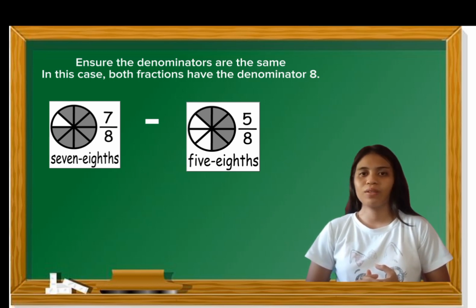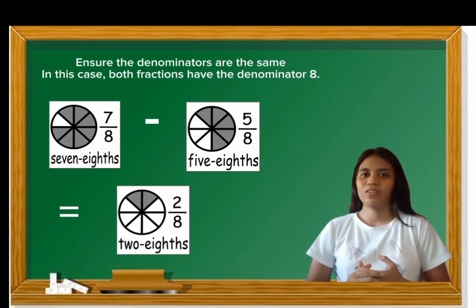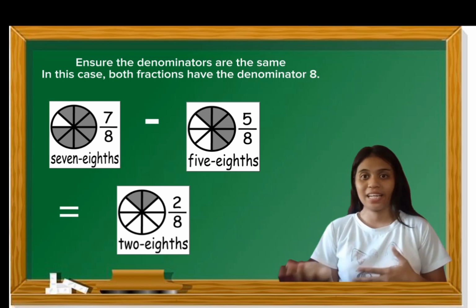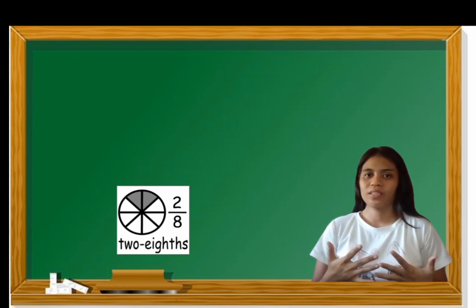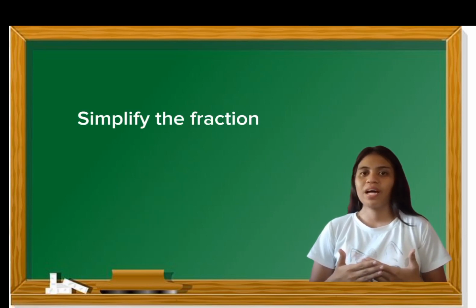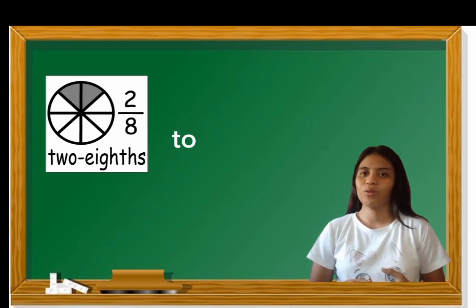So 7 minus 5 is equal to 2. Keep the denominator the same. The common denominator is 8. And then write the result. The result is 2 over 8. Simplify the fraction if needed. So 2 over 8 can be simplified to 1 over 4.